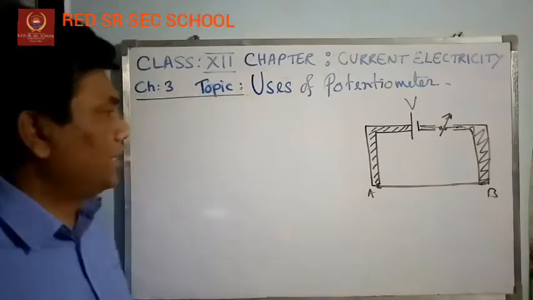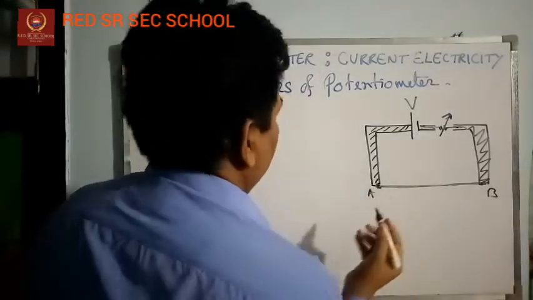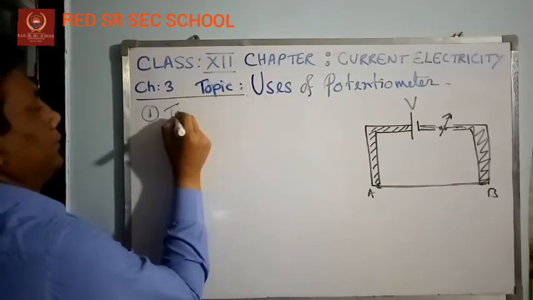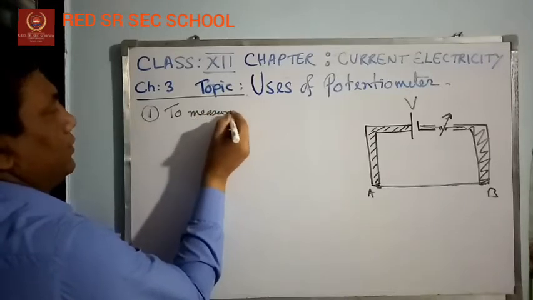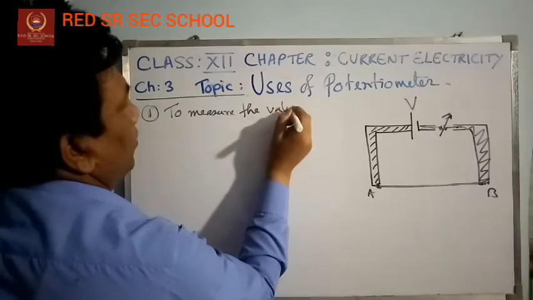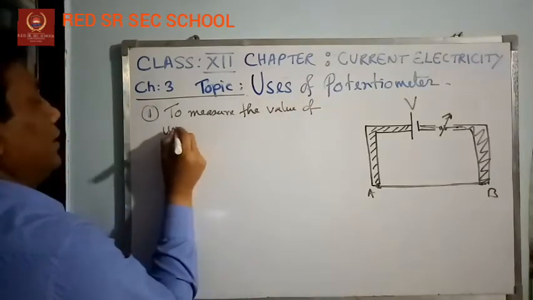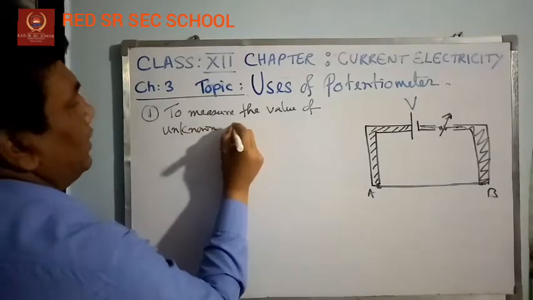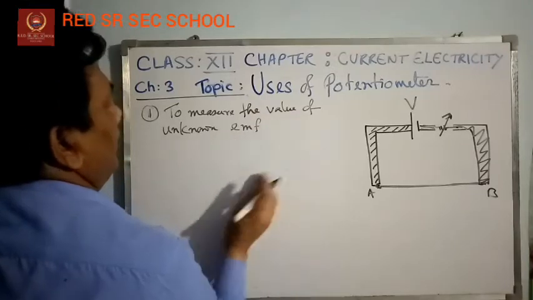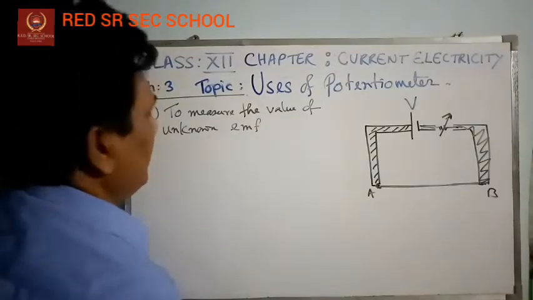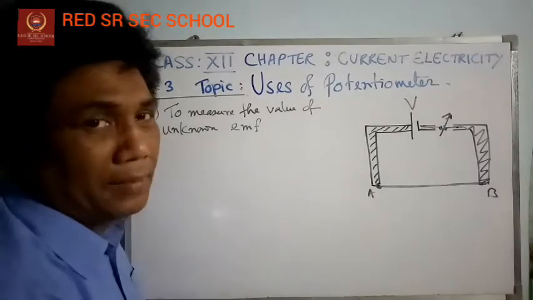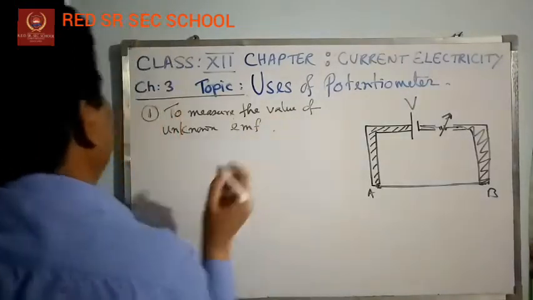Now, what are the uses of it? First use: to measure the value of unknown EMF. It means to measure the EMF of an unknown cell. You can write it that way also. To measure the EMF of an unknown cell.